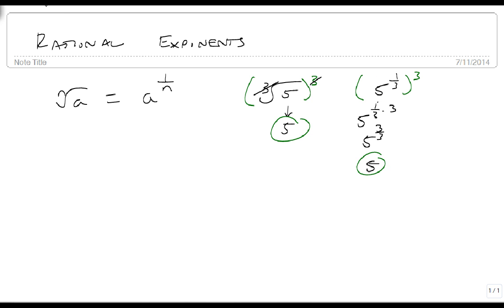There's also another one that's useful. We could have the nth root of a to the m. We could rewrite as a to the m over n. Or we could even write it as the nth root of a to the m power. Any of these work fine. So let's just go through these rational exponents now, and let's evaluate them just a little bit.